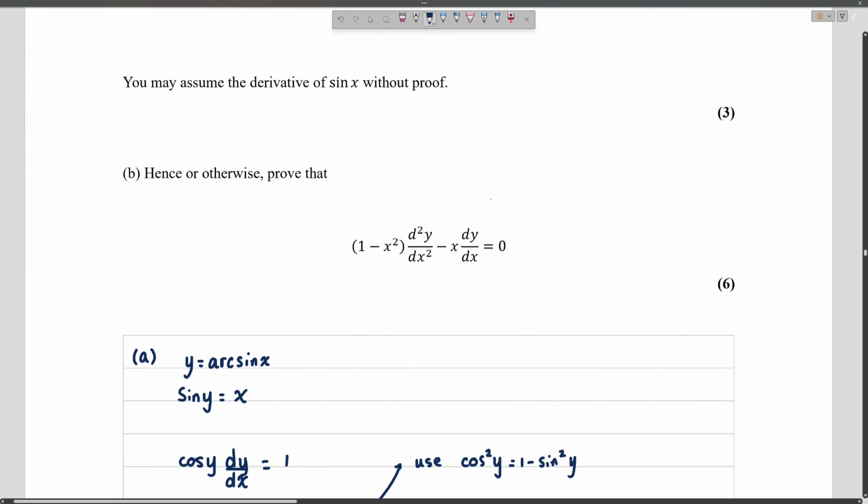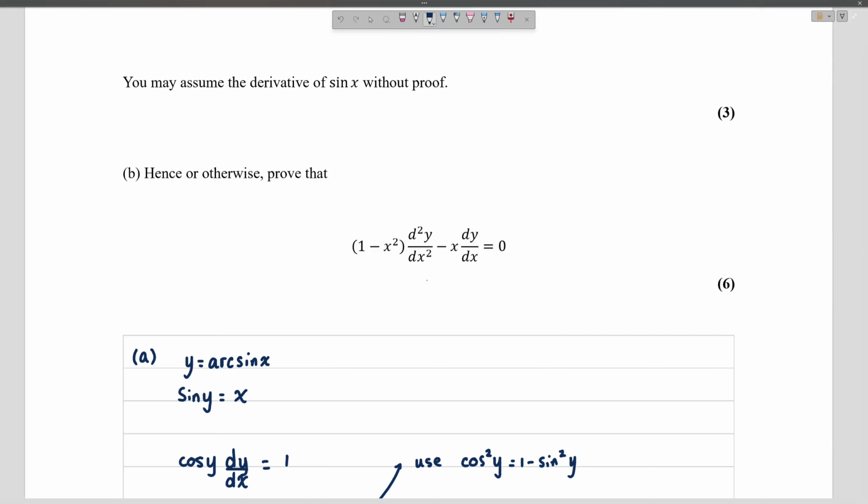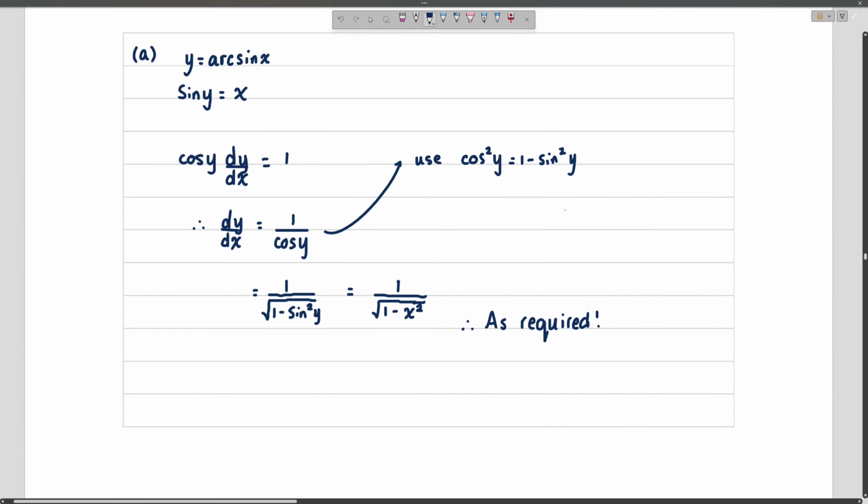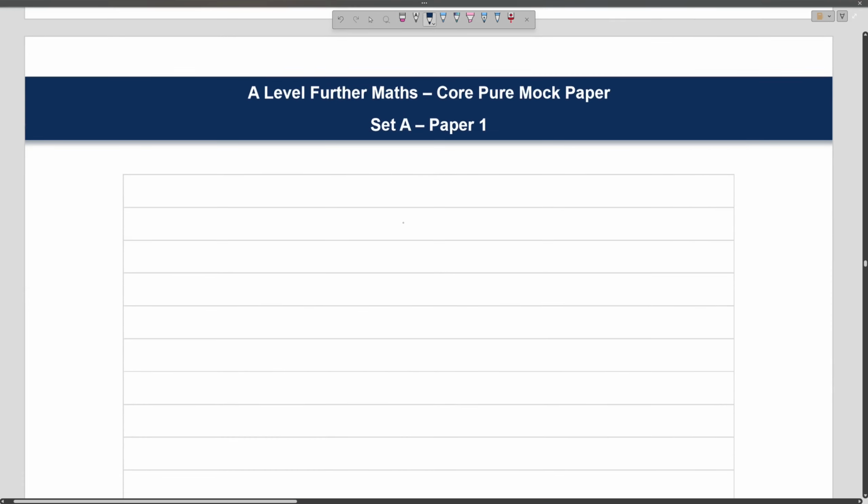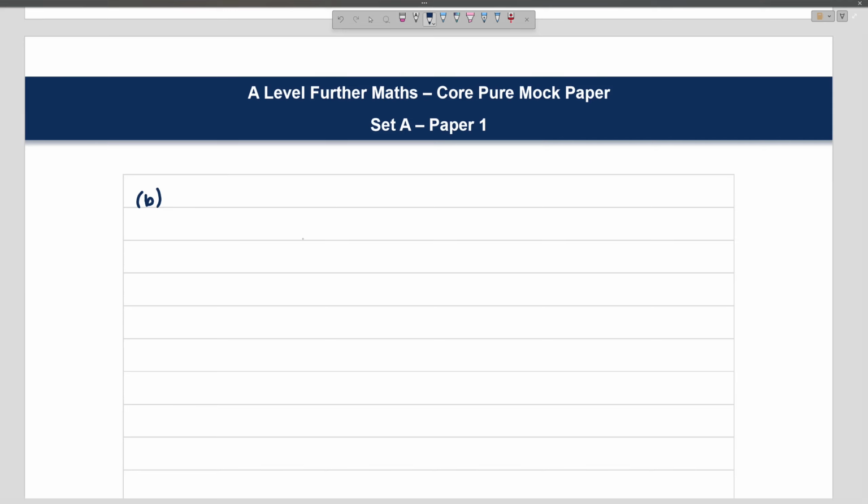Now for part B then, this here is a little bit more difficult. So it says hence or otherwise prove that 1 minus x squared times the second derivative minus x times the first derivative is equal to 0. So let's scroll down here. This is for part B, right? So what we need here then is the second derivative. So let me just note here the first derivative. So dy by dx is equal to 1 all over the square root of 1 minus x squared.